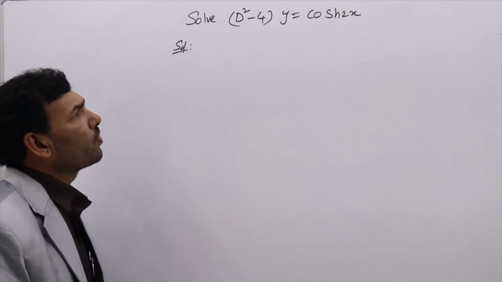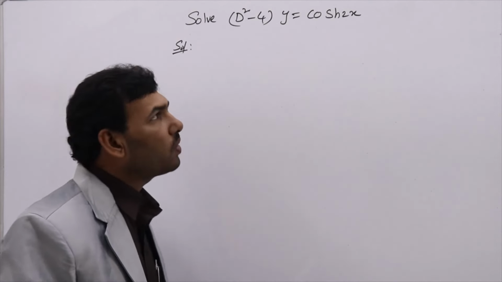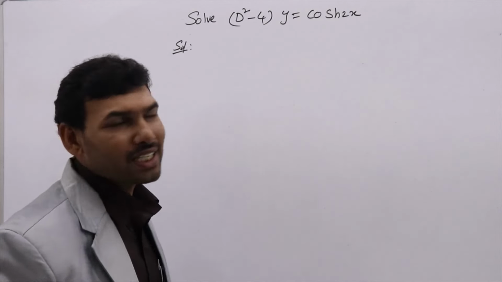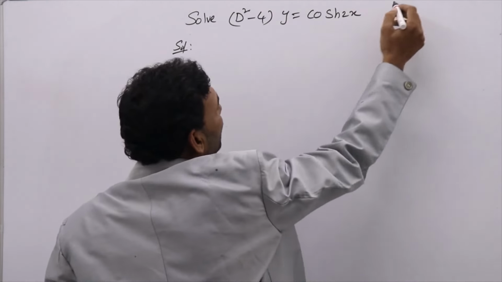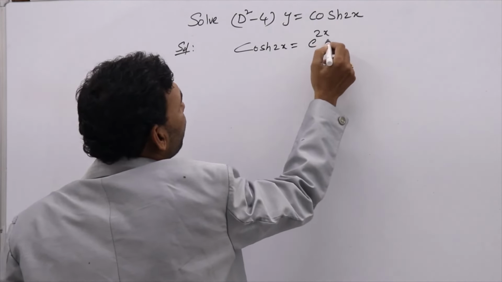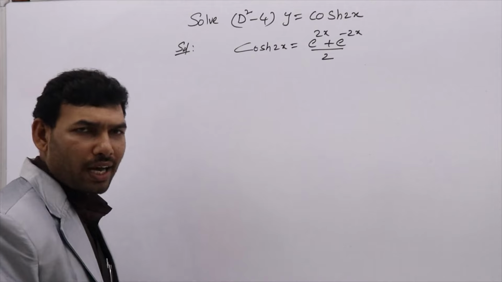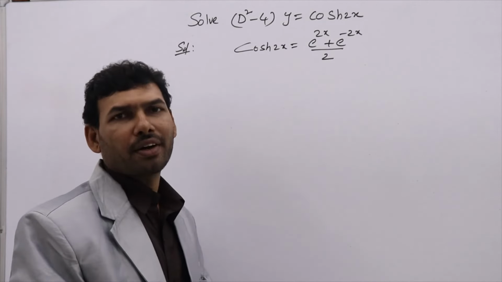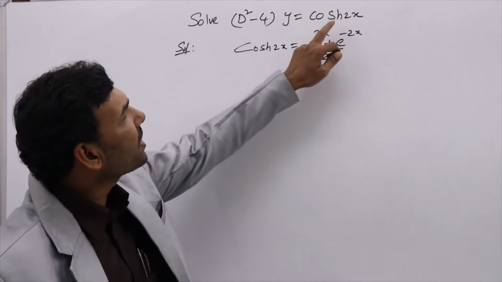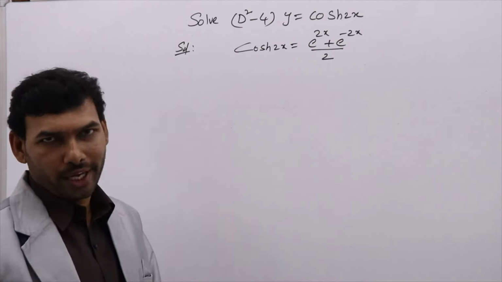(D square minus 4) y equal to cos h 2x. But we are discussing the e power ax rule, and we don't have e power ax there. But cos h 2x is a hyperbolic function which can be written like this: cos h 2x equal to (e power 2x plus e power minus 2x) by 2. So convert that hyperbolic function into an exponential function using this. Remember, if you have cos h or sin h, that comes under the e power ax rule only.